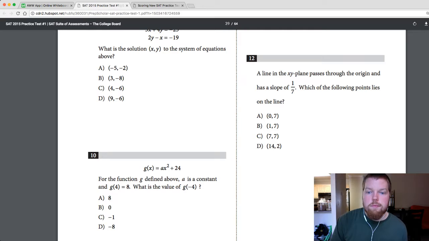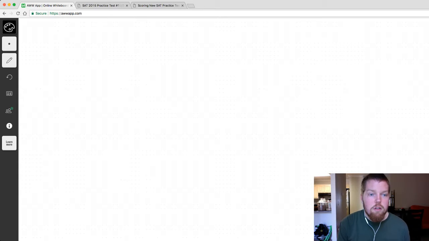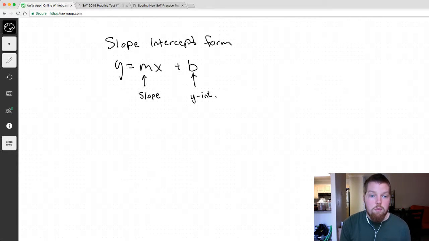Okay, so let's try and think about this. A line in the xy plane passes through the origin and has a slope of 1 over 7. So what do we need to think about here? We need to think about our slope-intercept form. And what is our slope-intercept form? It's y equals mx plus b, where m is the slope and b is the y-intercept. And then we plug in an x, this is our input, to get our y, our output, which forms our ordered pair, right? x comma y.